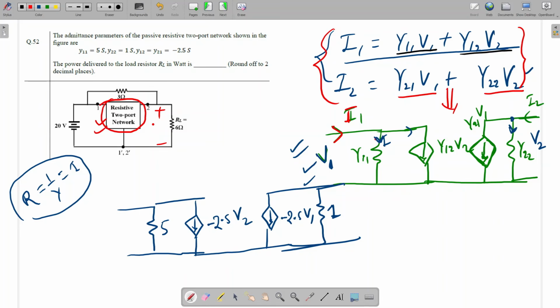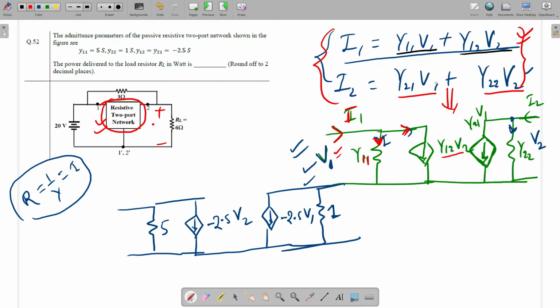Admittance into voltage gives the current. What will be the current in this branch and in this branch? Here I have written Y12 V2, and this is Y11. Current is equal to voltage into admittance. So this current will be Y11 into V1 and this current will be Y12 into V2. So this equation is satisfying the first equation, this is port 1. What is the port 2 equation?